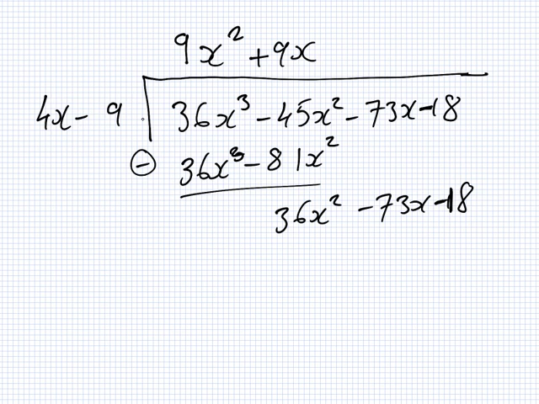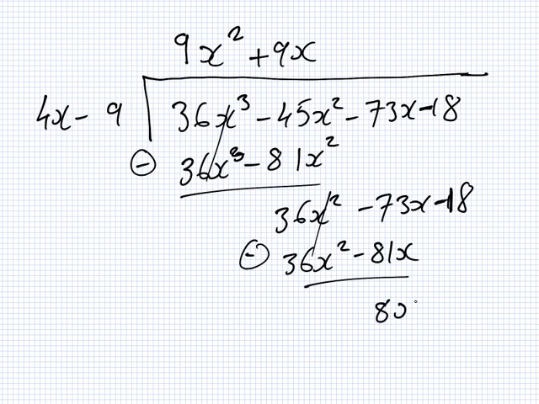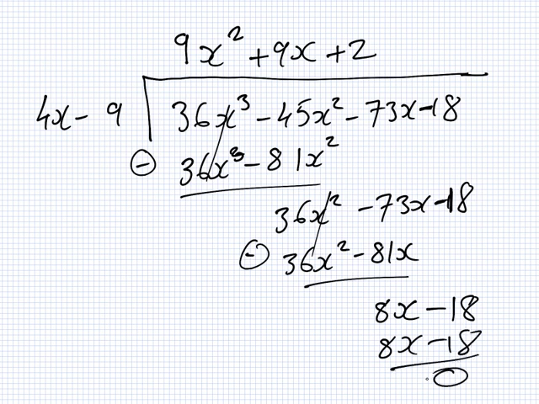9x. Multiplying, we get 36x squared minus 81x. Subtracting, again they cancel. And this is minus 73 minus 81. That's 8, isn't it? Yeah. So 8x minus 18. Yes. And lastly is plus 2. And 0 at the end then.